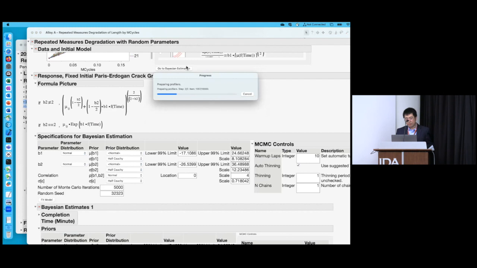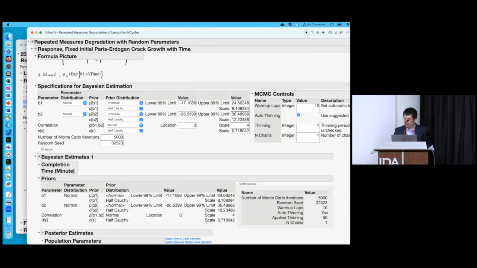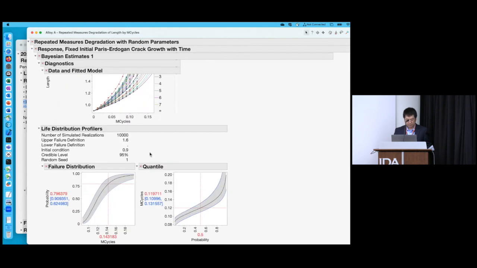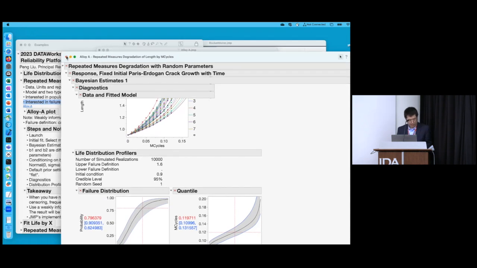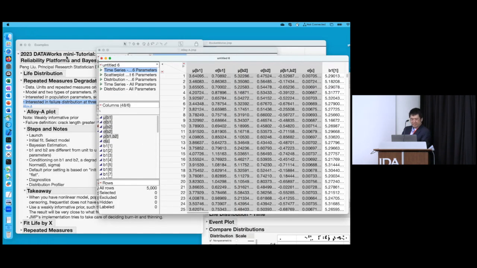So this now is computing things based on the posterior sample we collected and calculates the failure distribution. And here it is. You can use it as I showed you in the previous examples, and put in the millions of cycles here on X and read off the probability on the Y side. All right, this is the second example. Let me see how much time we have. 15 minutes plus. So I think I'm on schedule.